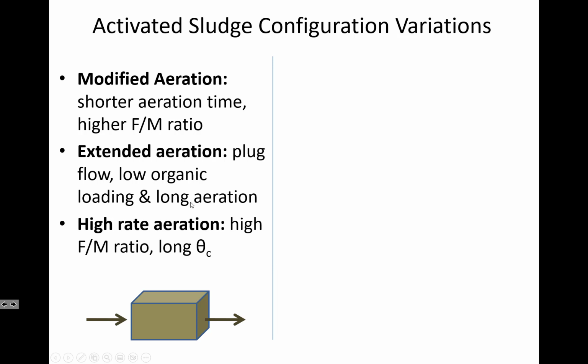We've talked a little bit about how you can adjust the F to M ratio and achieve different objectives with that, like less sludge volume by having a low F to M ratio, or having faster reactor performance with a high F to M ratio. So modified aeration is where you have a high F to M ratio. Extended aeration is where you would have low organic loading, meaning less food to high microorganisms.